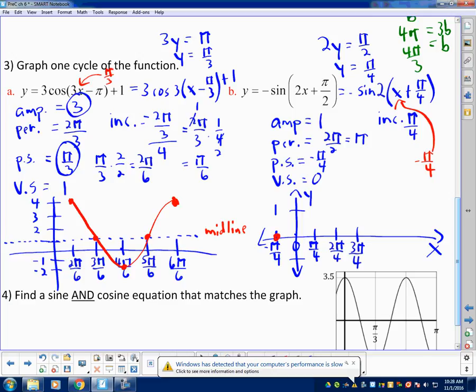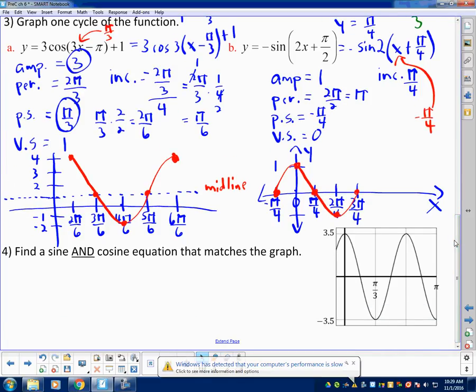Then from there it's going to go up, top out at 0, 1. Hit the axis again at pi over 4. Bottom out at 2 pi over 4 or pi over 2. And then complete a cycle at 3 pi over 4. So that's a graph of y equals negative sine of 2x plus pi over 2.